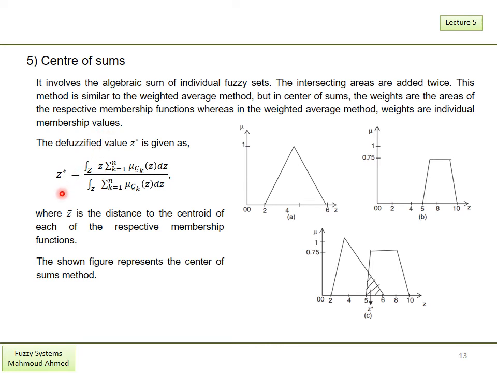So for the defuzzified z star, we take the summation of the fuzzy membership values, and at the end we multiply it with z bar, which is the distance to the centroid of each of the respective membership functions. In the shown figure, we can find that z star lies in the area of intersection between the two membership functions.